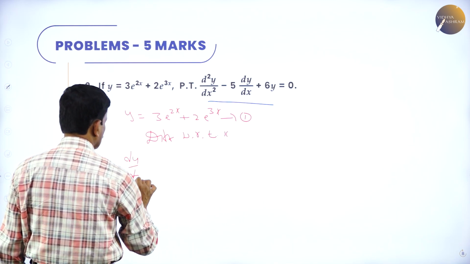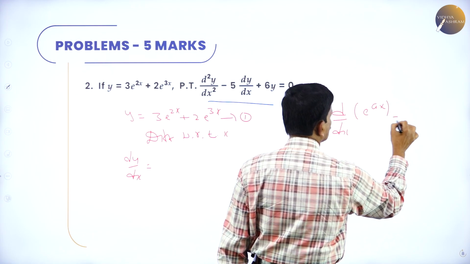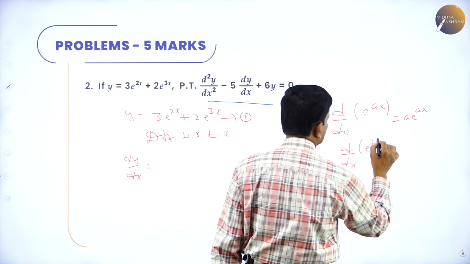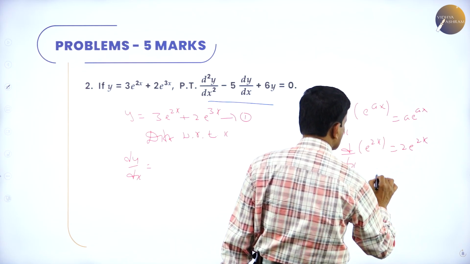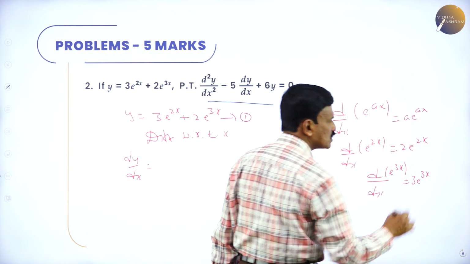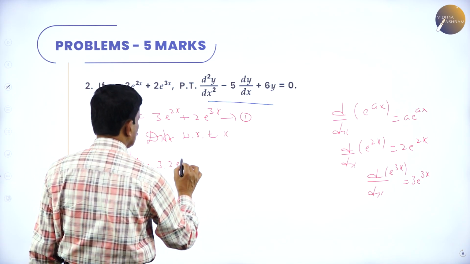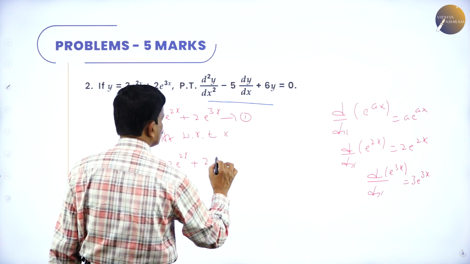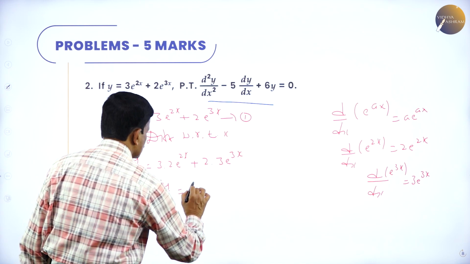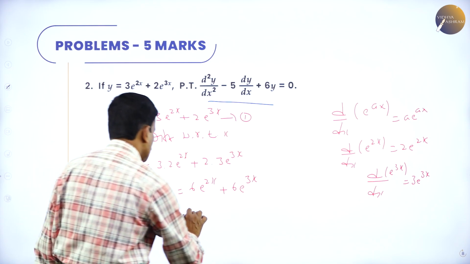Okay. Now differentiate this. Differentiating with respect to x, dy by dx is equal to, there is one formula, d by dx of e to the power of ax is equal to a e raised to ax. So here d by dx of e to the power of 2x is 2 e raised to 2x. Similarly, d by dx of e to the power of 3x is 3 e raised to 3x. So this is 3 into 2 e raised to 2x plus 2 into 3 e raised to 3x. Therefore, dy by dx is equal to 6 e power 2x plus 6 e power 3x.